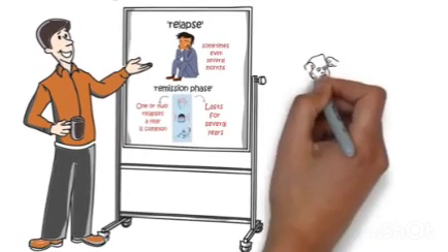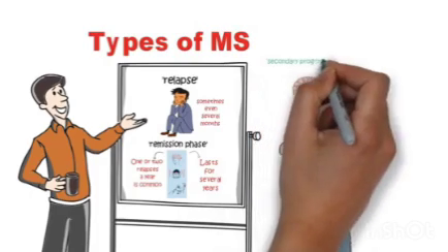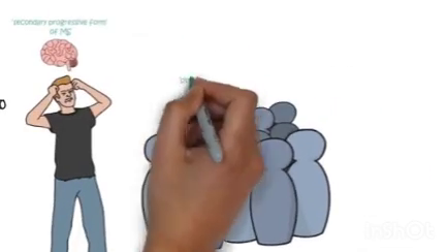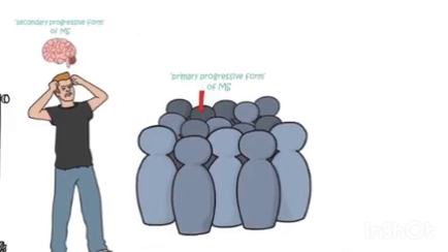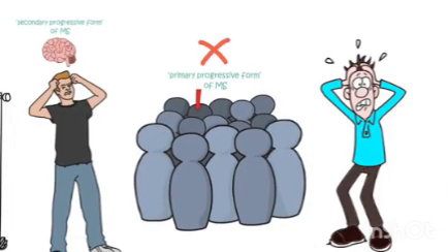Over time, some symptoms can worsen and become permanent due to more scar tissue forming in the brain or spinal cord. This is called secondary progressive form of MS. 1 in 10 people with MS have primary progressive form of MS, where the symptoms gradually worsen from the outset and do not have periods of remission.